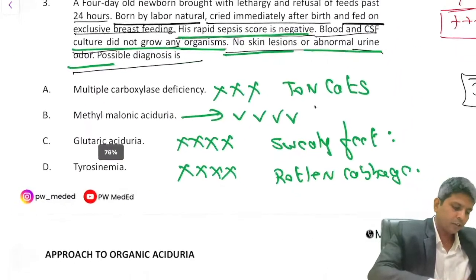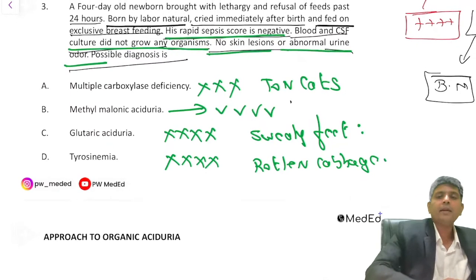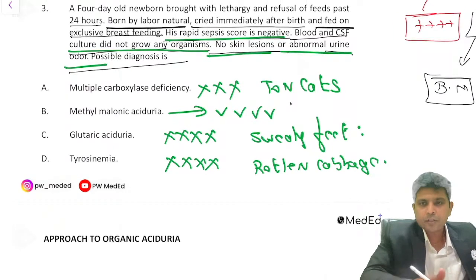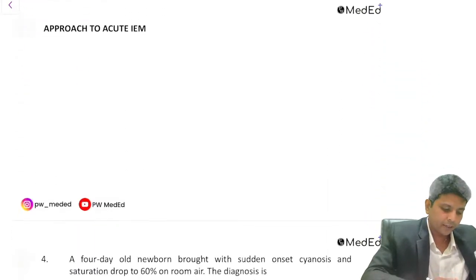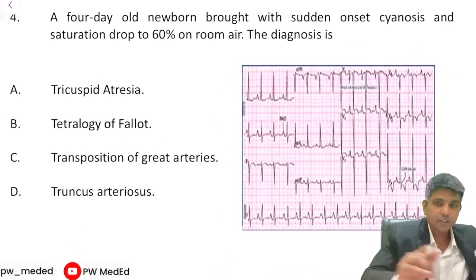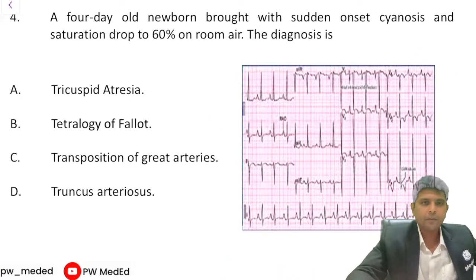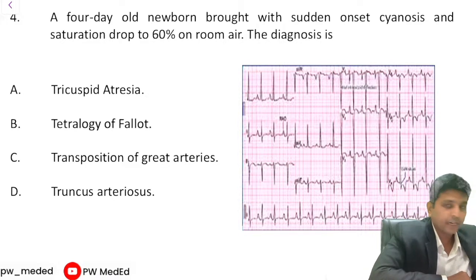So this is with respect to inborn errors of metabolism and approach. I'll be giving you this PDF, don't worry. So this is the approach to organic aciduria and approach to IEM. And let us go to this question.